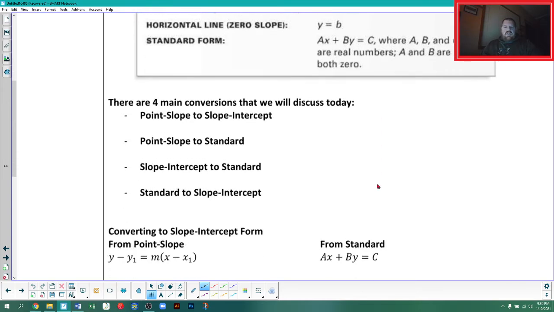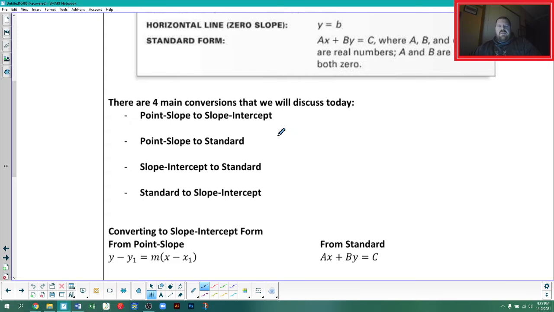So let's see, there's four main conversions that we're going to talk about today. We're going to talk about point slope to slope intercept form, point slope to standard form, slope intercept form to standard form, and standard form to slope intercept form. A lot of weird stuff going on, a lot of conversions to be done.